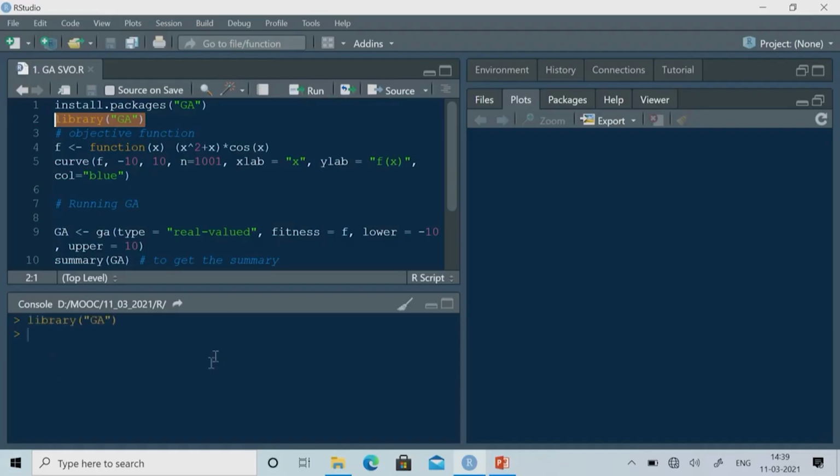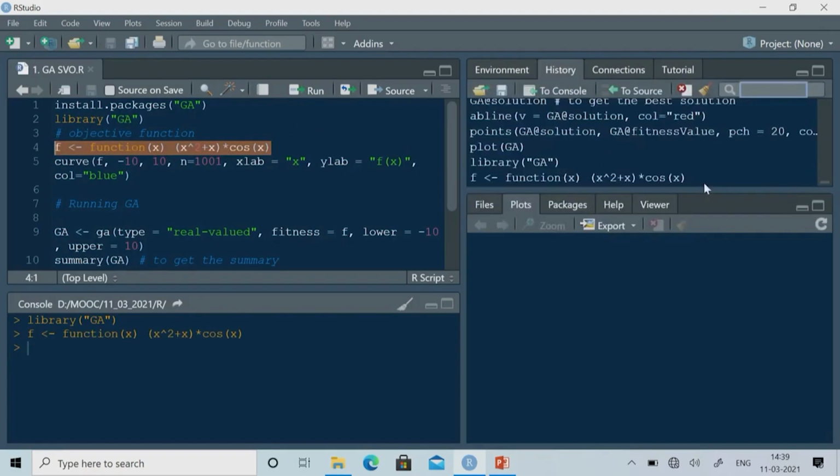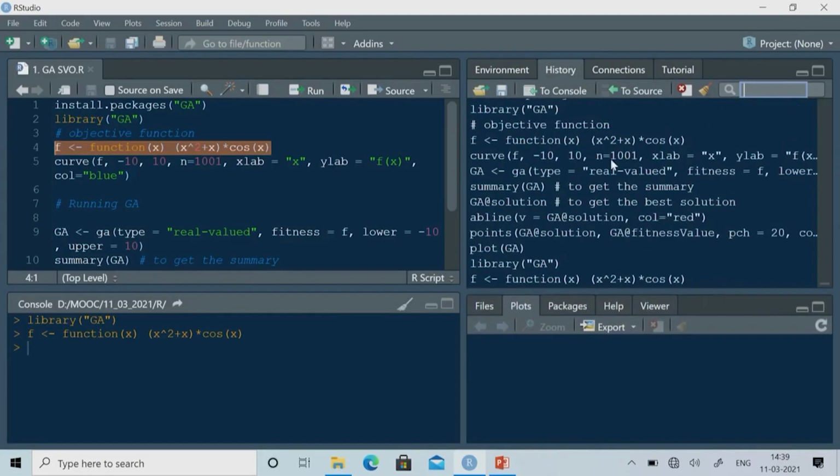The library is included here now, and next I have to write the function. Here the function is written f equal to a function of x, so one variable only, and this is x square plus x into cos x. I am executing this particular function. Now this function has been executed, and whatever you have executed, you can see on the history here. The function is there, and the library has been included.